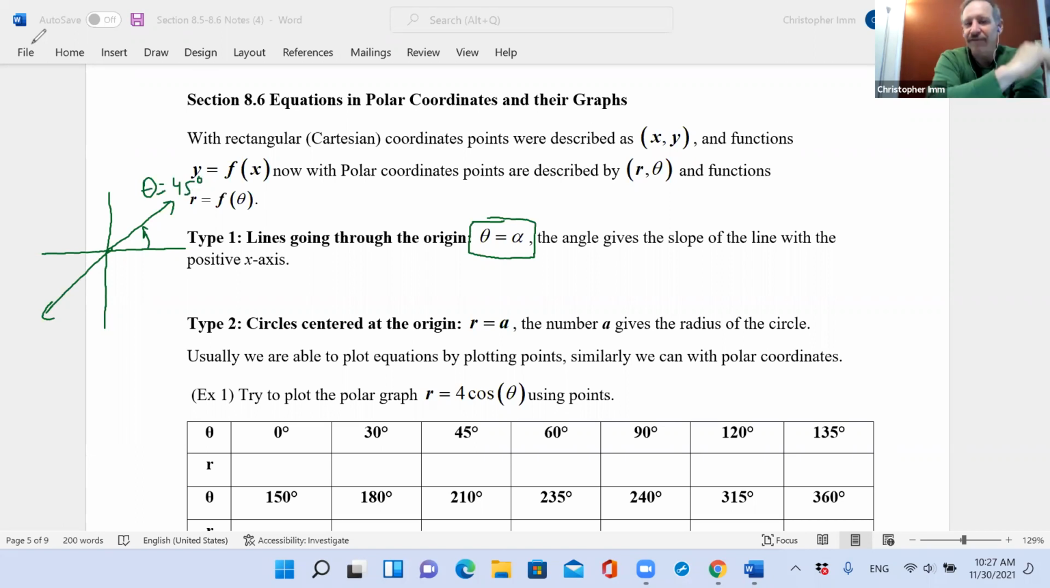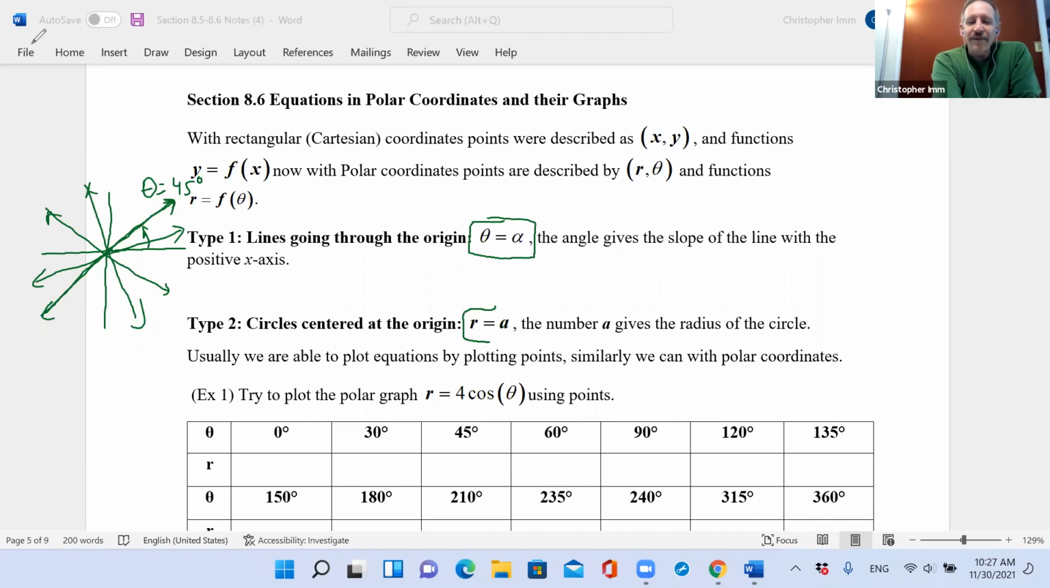But theta is stuck at 45 degrees. So that sweeps out this line. So essentially, when we have theta without an r, we are mapping out all these linear graphs that go through the origin. And that is like the turn of our angle in polar coordinates. So that's a grid line in polar coordinates.